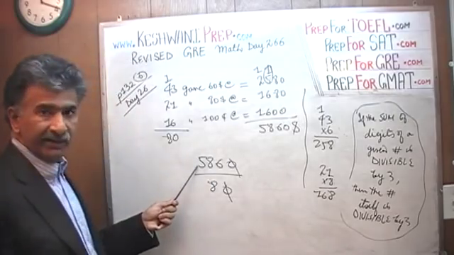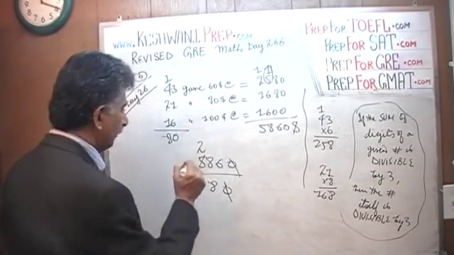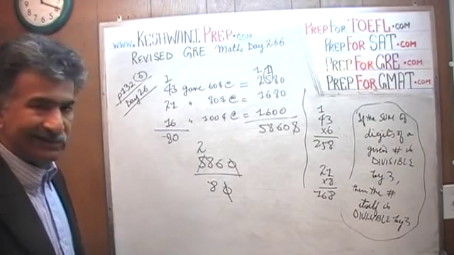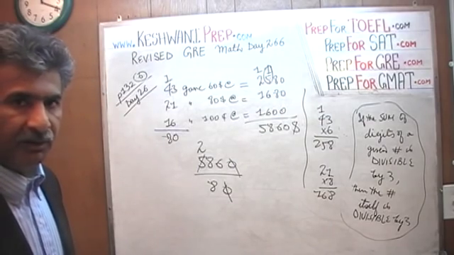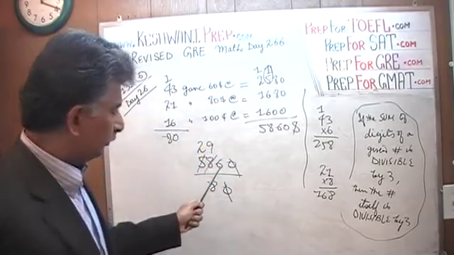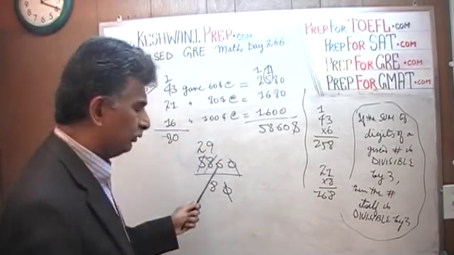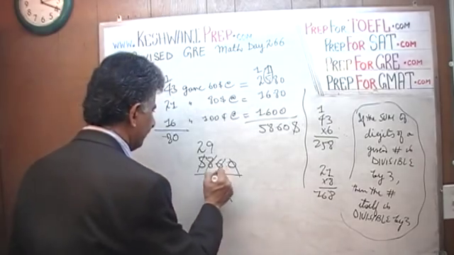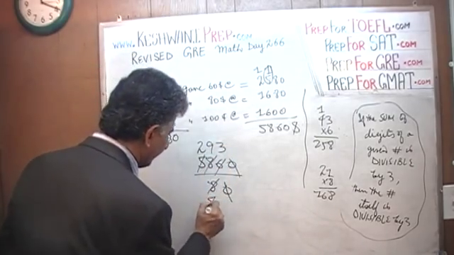How many 2's in a 5? 5 has 2 2's. The remaining one goes and joins the 8, becomes 18. How many 2's in a 18? 18 has 9 2's. How many 2's in a 3? 1. How many 2's in a 6? 6 has 3 2's. And that becomes 4.